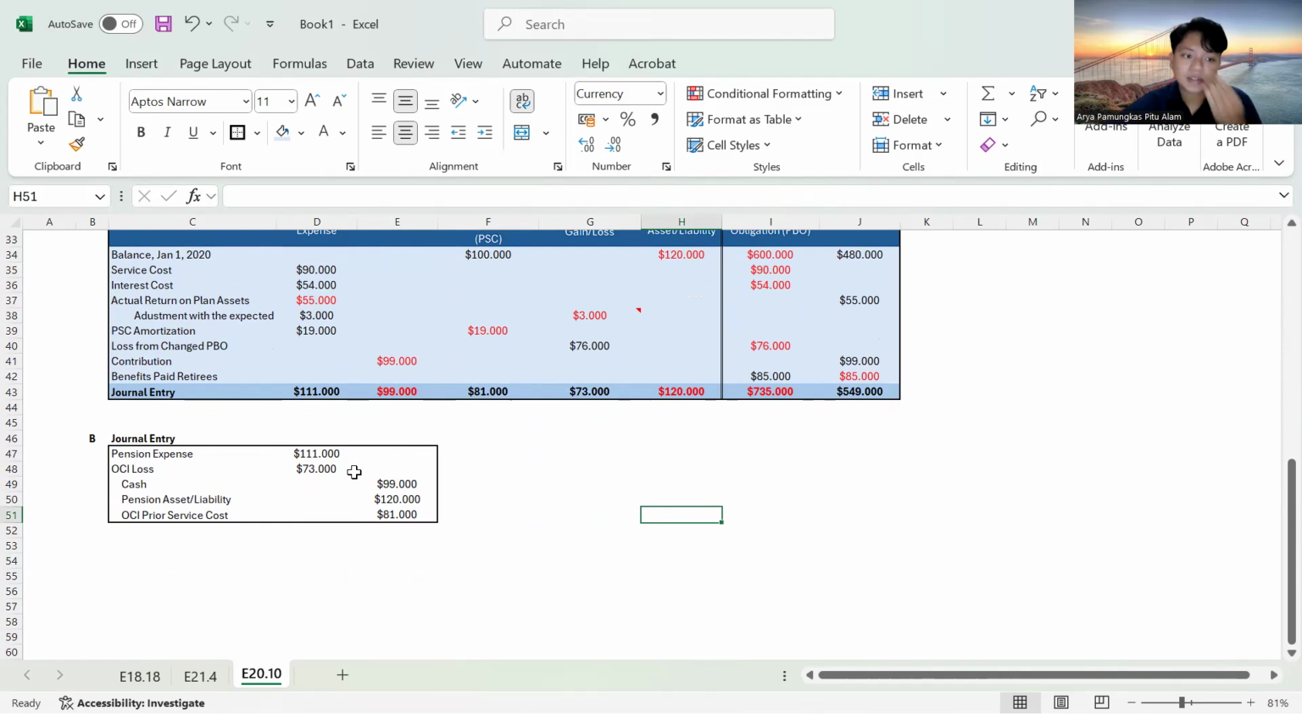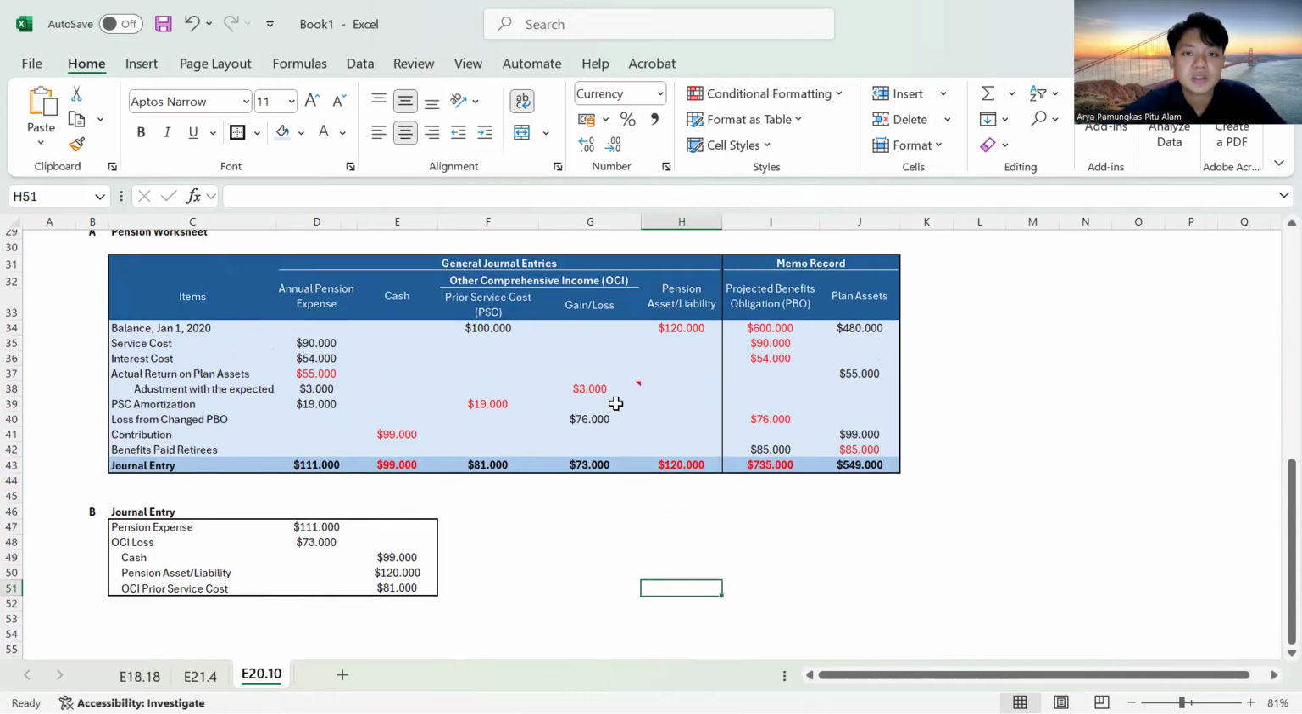So there would be a pension expense, OCI loss, cash, pension assets or liability, and OCI prior service cost for this.